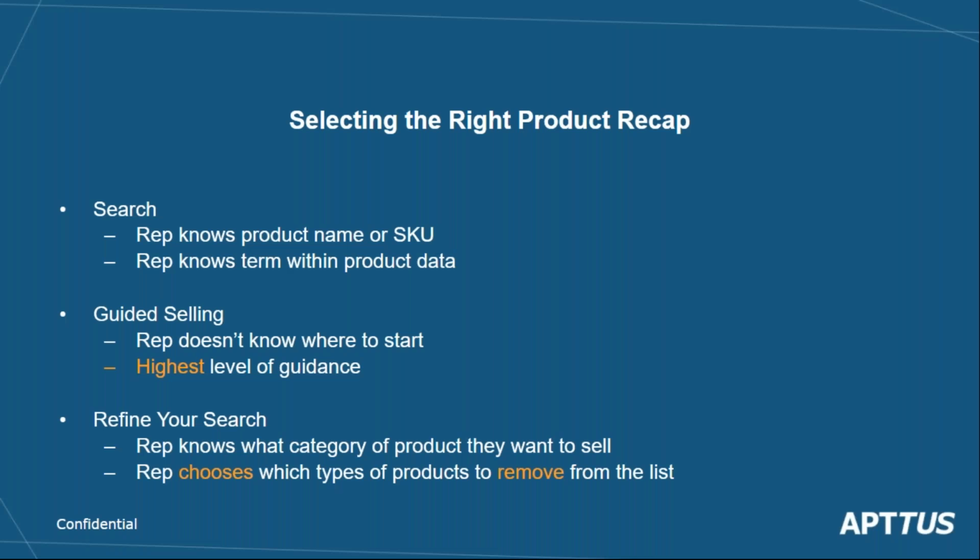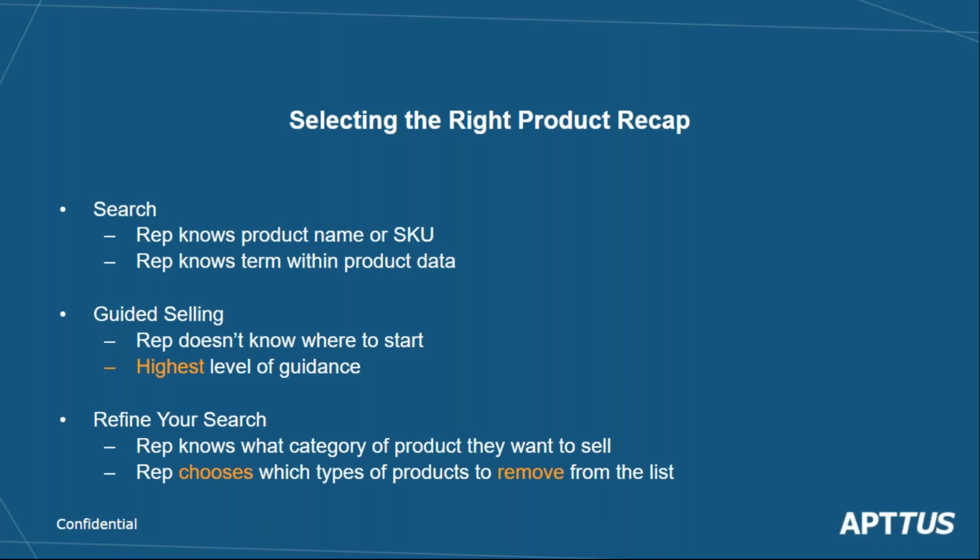So now we'll do a quick recap of what all we did. Whenever we want to do a search, if the rep knows the product name or SKU, we'll use the search feature. And if the rep knows a term within product data, then we'll also use the search feature. For guided selling, when a rep doesn't know where to start, this will be the highest level of guidance. You are showing some questions to the sales rep, and the questions will be answered after taking feedback from the customer, and then the list of products will be visible.